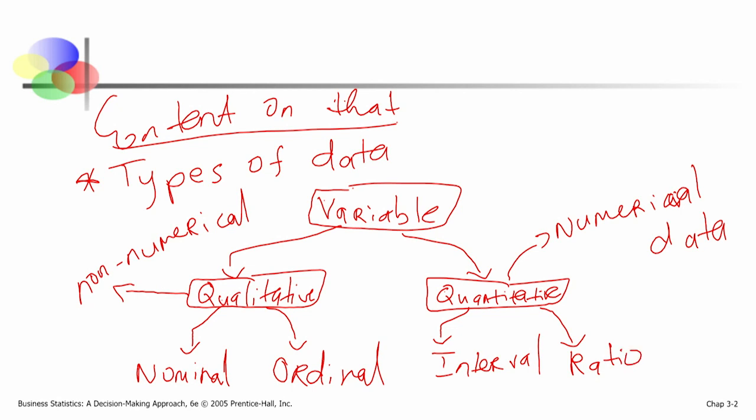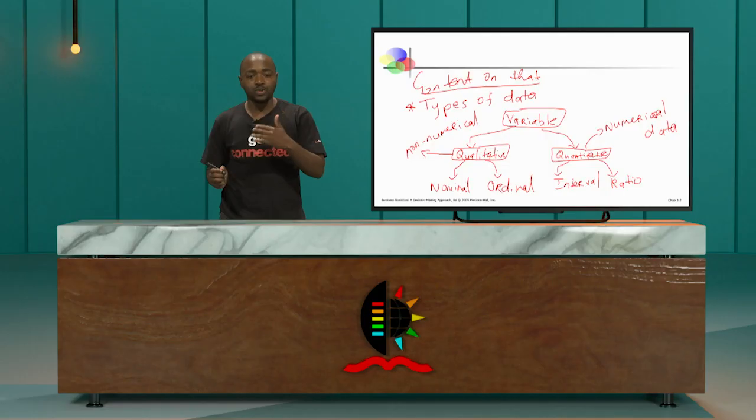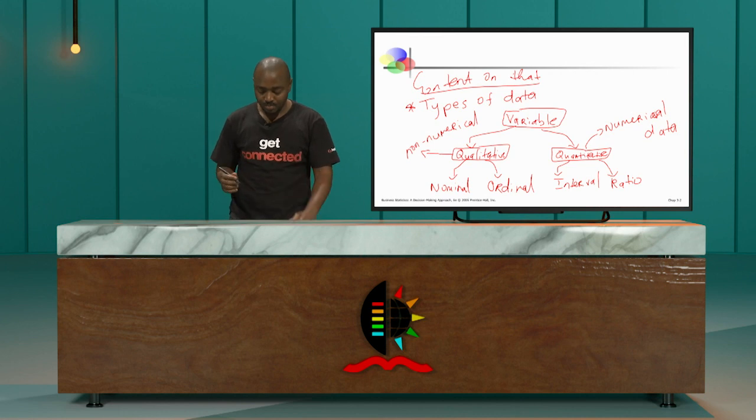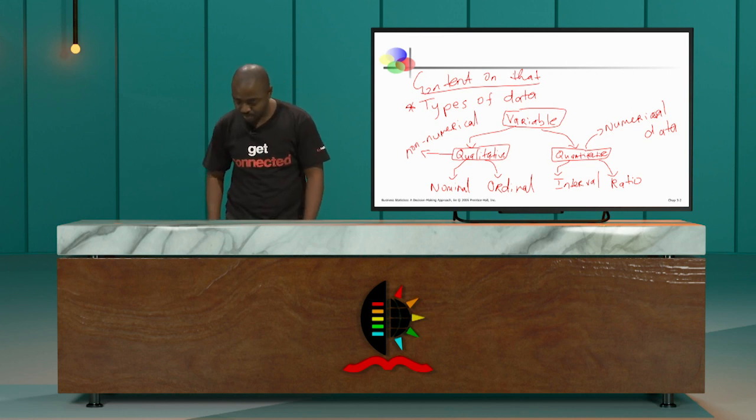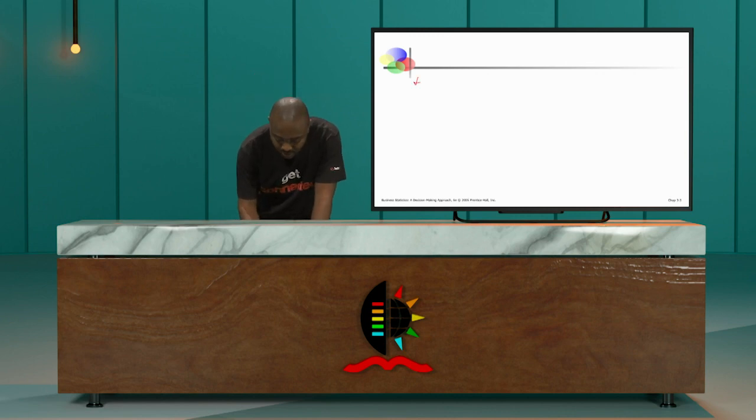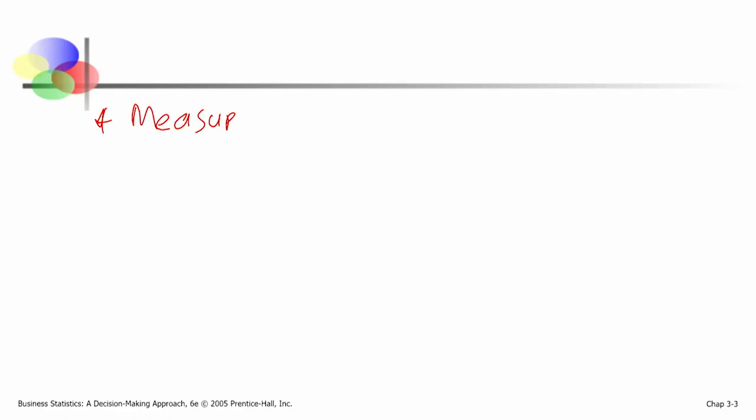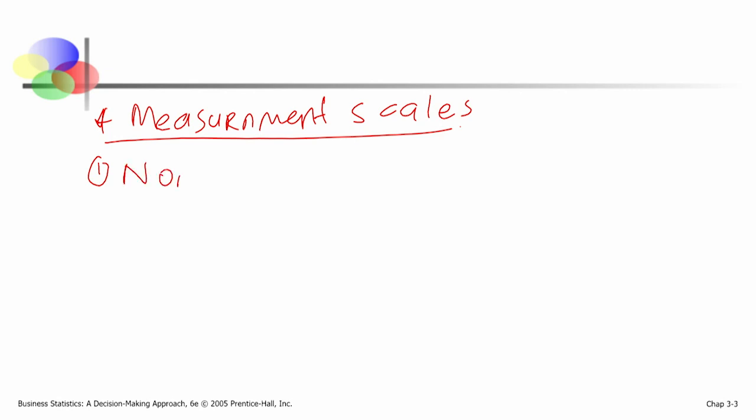Okay, so to go into depth about this, you'll then need to go and search my notes on what is the difference between these two things. But just to give you guys a brief breakdown on what's happening under measurement scales: if your data is qualitative data, then you're dealing with nominal scale or ordinal scale, right? So let's define these two quickly.